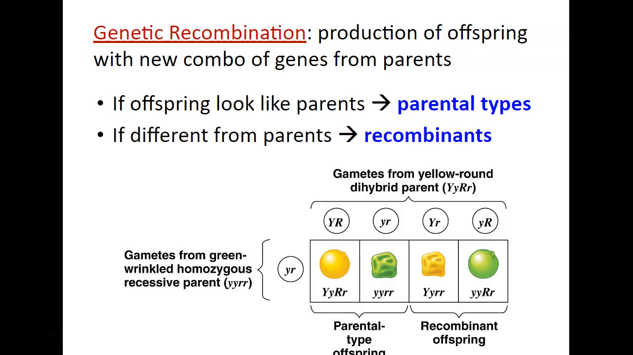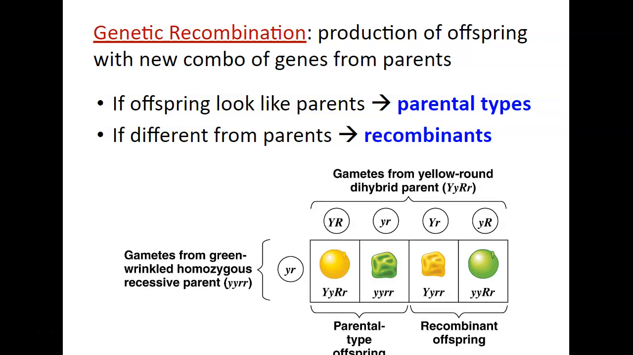Circling back to overall genetic recombination, sexual reproduction and the way that we reproduce yields a lot of opportunity for genetic recombination, which is evolutionarily advantageous. We get offspring with new combos of genes from the parent. If the offspring looks identical to the parent, it's called a parental type. And if it looks different than the parent, it is called a recombinant.